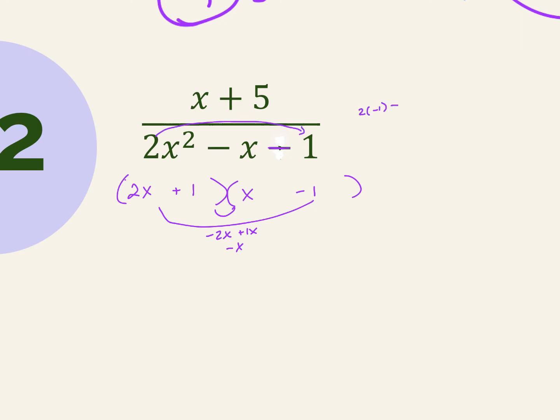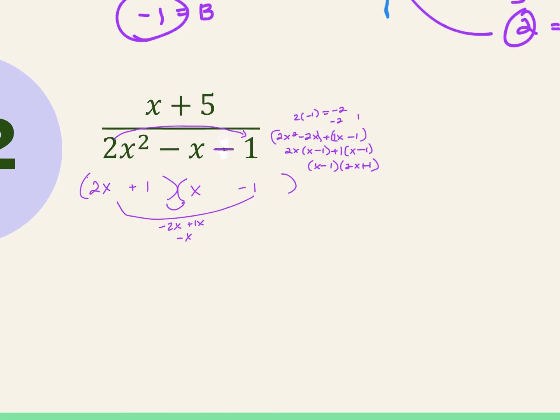The other way to factor it is multiply first times last. 2 times negative 1 is negative 2. Factors of negative 2 that sum to the middle term would be negative 2, positive 1. Replace the middle term with those. And then factor by grouping. So take out the 2x, take out the positive 1, and I get x minus 1 and 2x plus 1. So either way you factor it, you end up with the same denominator, 2x plus 1 and x minus 1.